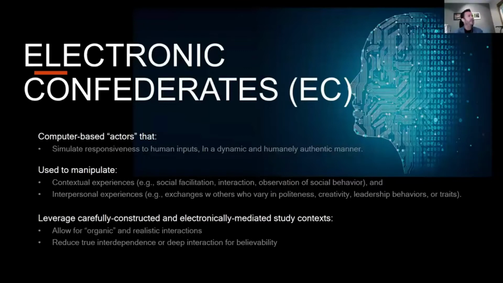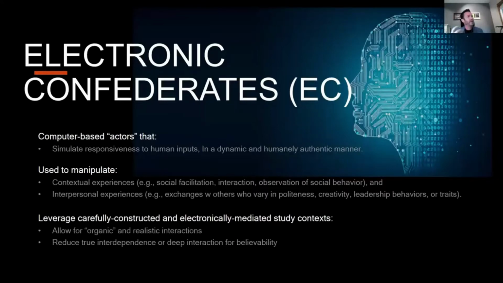And these can be used to manipulate one of two things. Either first, just contextual experiences, such as social facilitation and interaction effects, or observation of social behavior. We watch them behaving in social ways, but also interpersonal experiences. You put subjects in the position where they engage in exchanges with others who may vary in their politeness, in their creativity, in certain leadership behaviors, in states or traits. But most importantly, when thinking about electronic Confederates, is actually the context that they operate in.